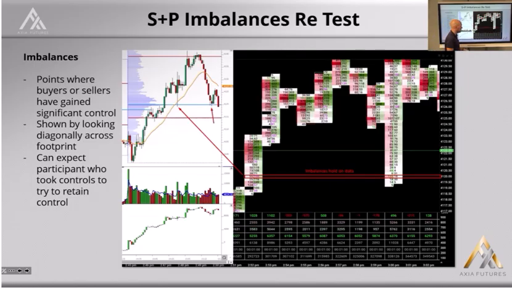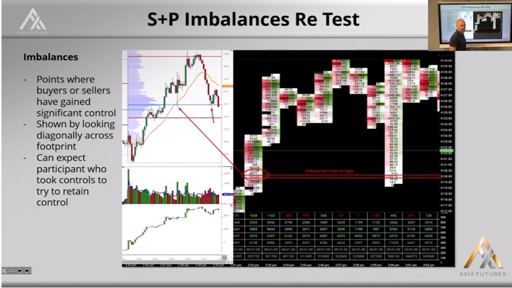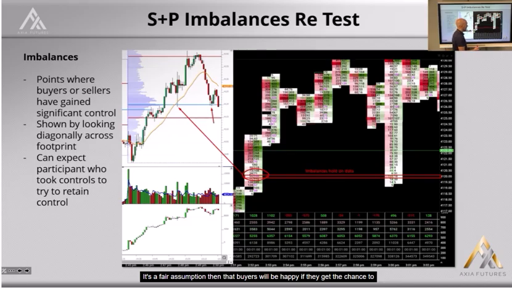That's what you're after. So when the market drops back down to this previous imbalance, you've now got an opportunity to buy. Notably, I think the most important thing that you get here, this isn't a reason to take the trade and it wouldn't be a reason to dismiss the trade. But one of the concepts that you can expect is that if buyers have completely taken control here, they're happy to go and hit anyone that's on the offer. It's a fair assumption then that buyers will be happy if they get the chance to buy at these prices once more.